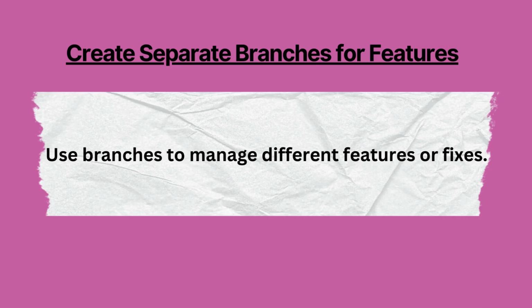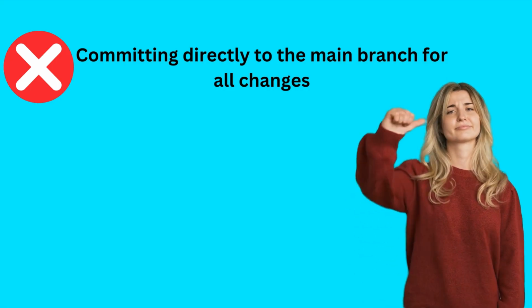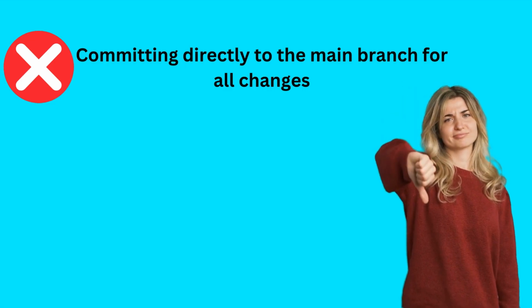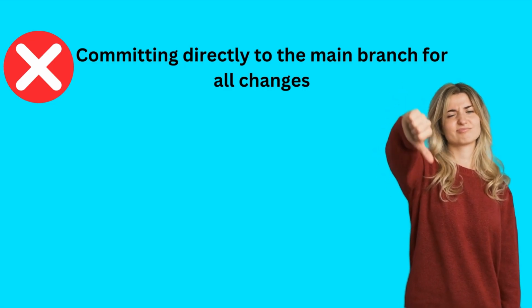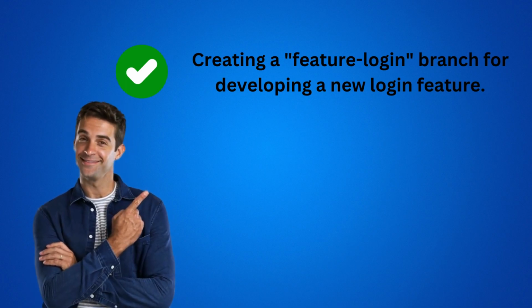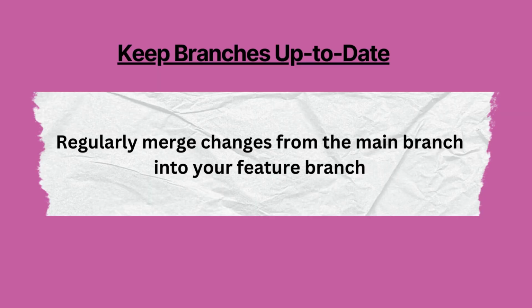Create separate branches for features. Always create separate branches for each new feature or fix instead of making the changes directly on the main branch. This way, you can work on your updates without affecting the main project. If something goes wrong, it will affect only that branch and we can fix it without disrupting the main workflow. Once the feature or fix is ready, it can be merged to the main branch.